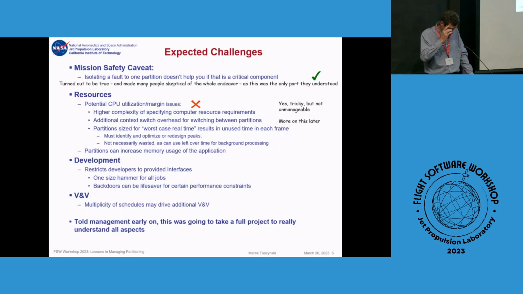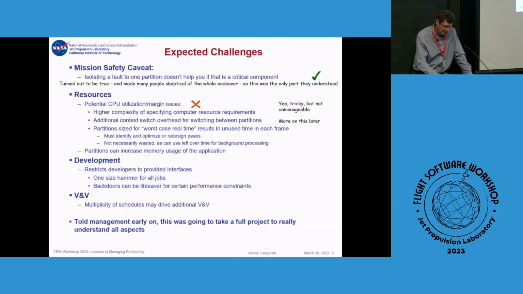Resources. So potential CPU utilization issues. We were actually quite worried about this early on. We did some initial measurements, and we thought we'd be okay, but until you really implement the system, you don't know. And so it was a bit scary. And the complexity that came out of this and specifying there is overhead. It's tricky, but it's not unmanageable. Additional context switch overhead is there. It does add load. It was sort of coupled by the fact that we have a very old processor.